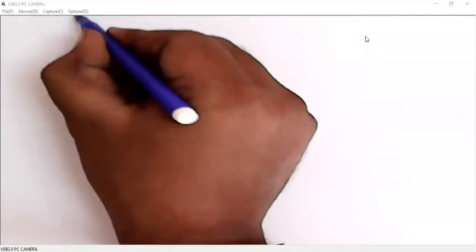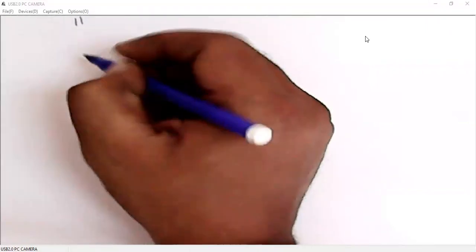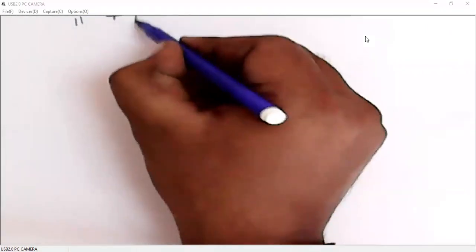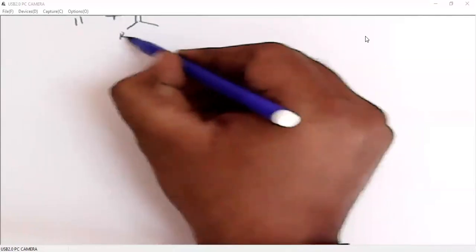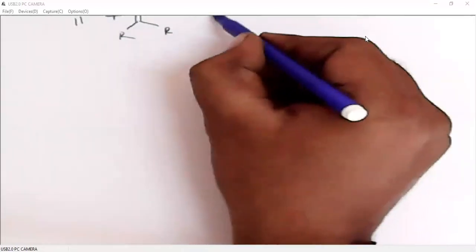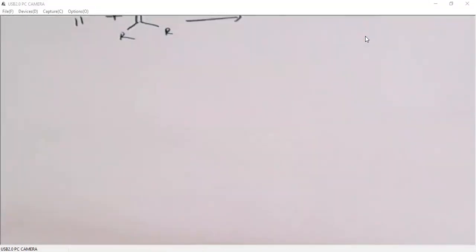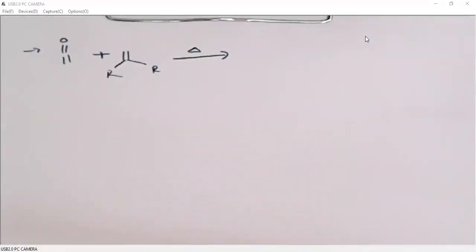So 2+2 cycloadditions are possible under thermal conditions using a ketene, right? Here, of course, the molecular orbital approach is a 2 pi s plus 2 pi a approach. Today we will see some examples on this. So, ketene and an alkene. 2+2 cycloaddition is possible between a ketene and an alkene.